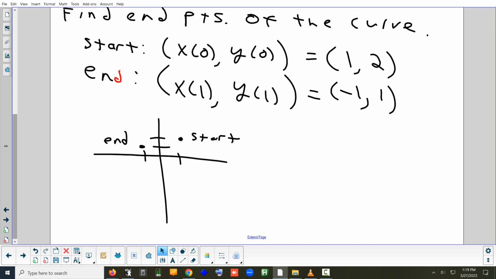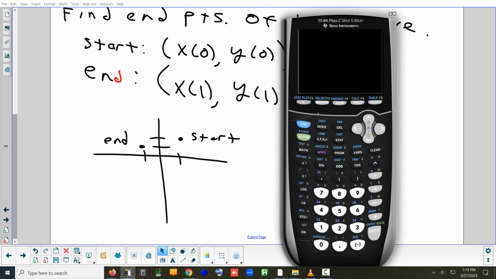But think about when you draw something on the calculator screen. What direction does the calculator always draw in? Or what direction has it always drawn in? Left to right. The screen has always started on the left and drawn to the right. It's not going to do that for this one. It's going to draw right to left. And let's see how you type this out.